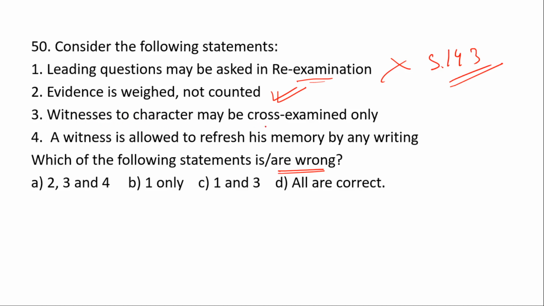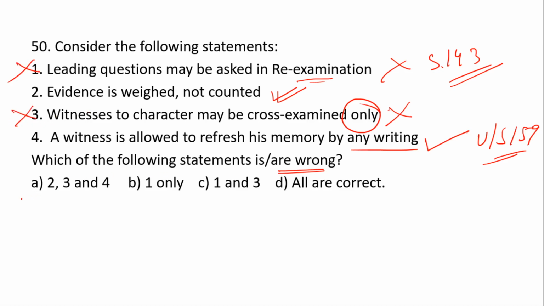Witness to character may be cross examined only. This statement is also not correct, this is wrong, because a witness to character may be cross examined and re-examined, not cross examined only. Witness is allowed to refresh his memory by any writing. This is correct, under section 159. Since we are to choose the wrong statements, we found 1 and 3 wrong, so the correct option is C, 1 and 3.